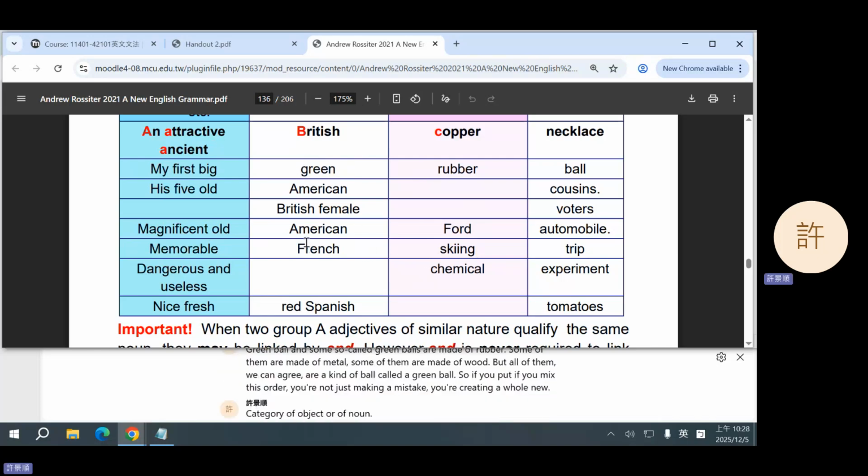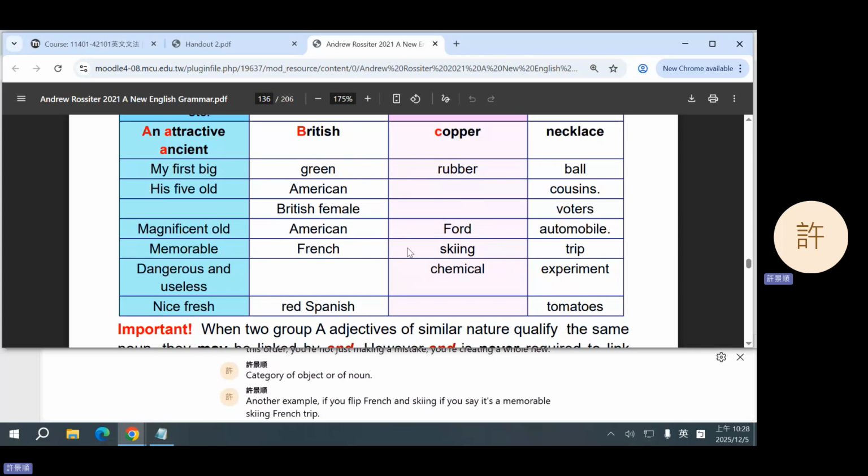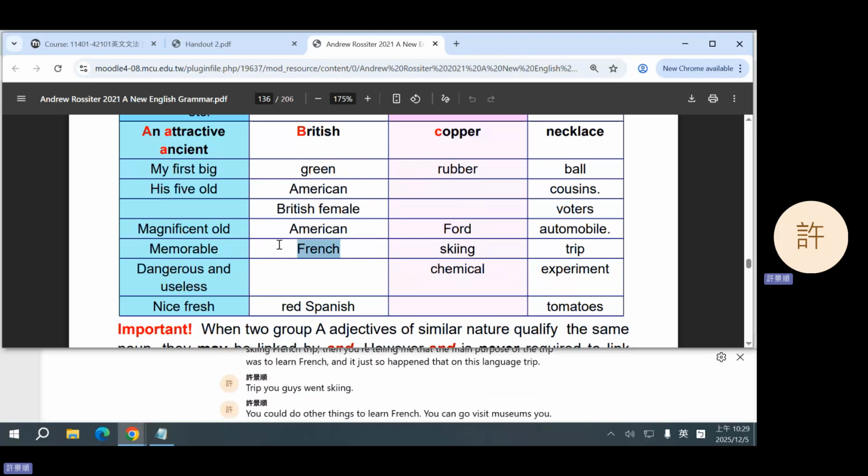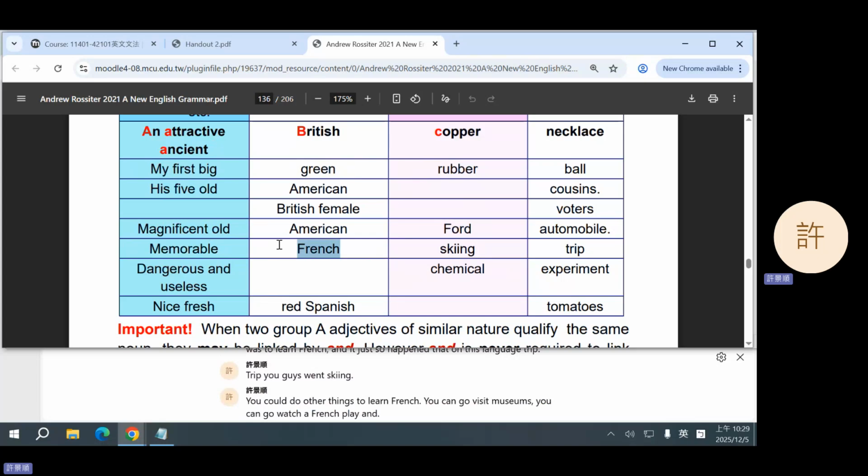Another example, if you flip French and skiing, if you say it's a memorable skiing French trip, then you're telling me that the main purpose of the trip was to learn French. And it just so happened that on this language trip, you guys went skiing. You could do other things to learn French. You can go visit museums. You can go watch a French play. And those would all be French trips, a category of trip.